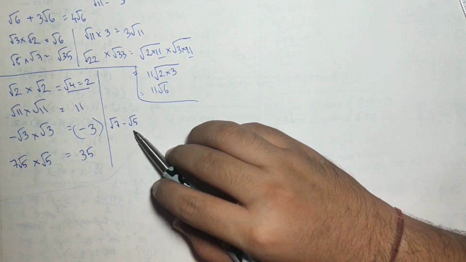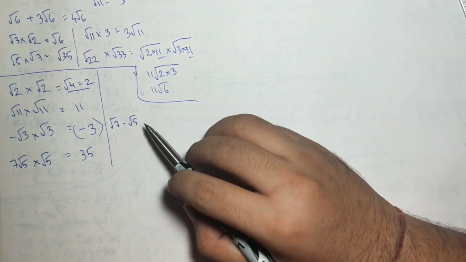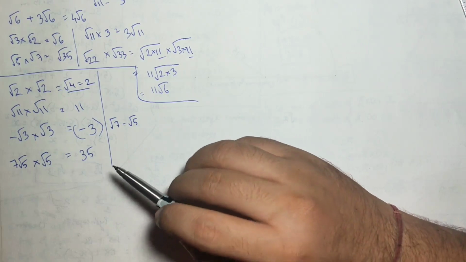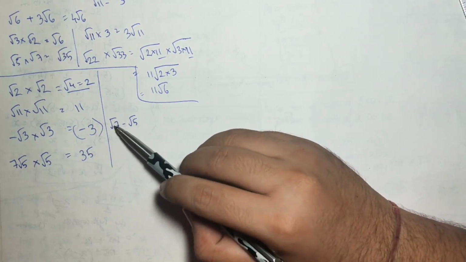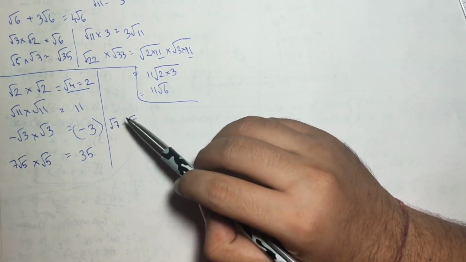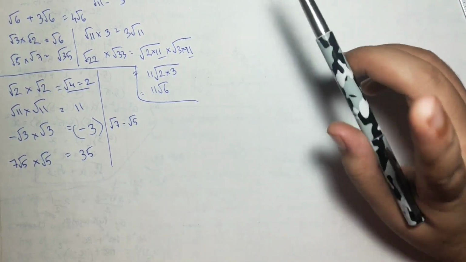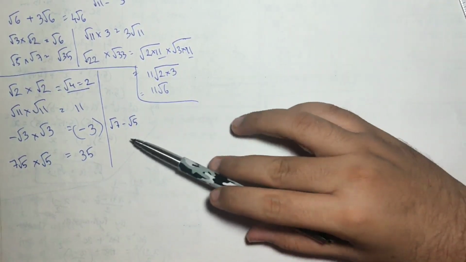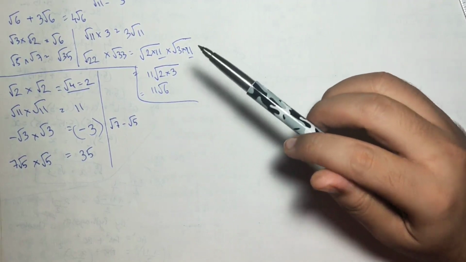These are binomials. You cannot think of multiplying them individually. You cannot think of multiplying root 7 with root 7 and root 5 with root 5 separately. You cannot multiply them individually. So how to convert them into rational?